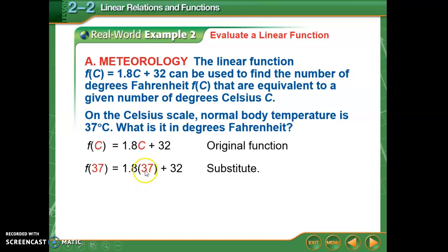Plug in the value of C, 37, and multiply by 1.8, you get that plus 32, which is 98.6 Fahrenheit. That is the equivalent of 37 degrees Celsius in Fahrenheit. So if your temperature is 98.6 Fahrenheit, that is a normal temperature.